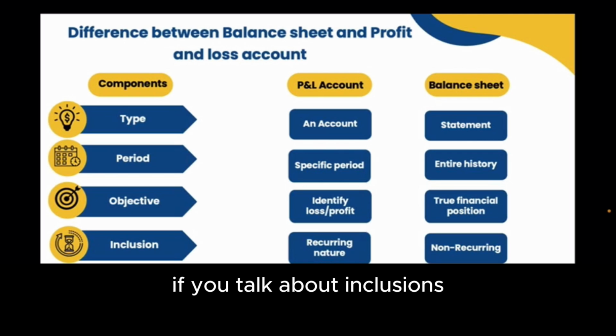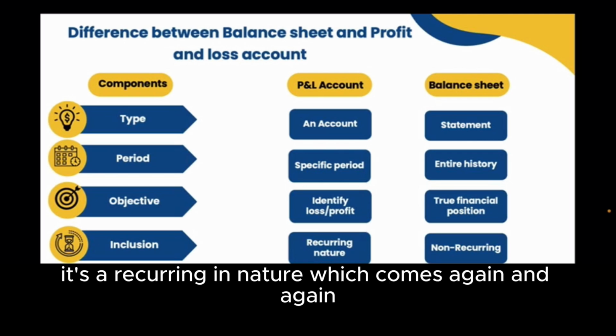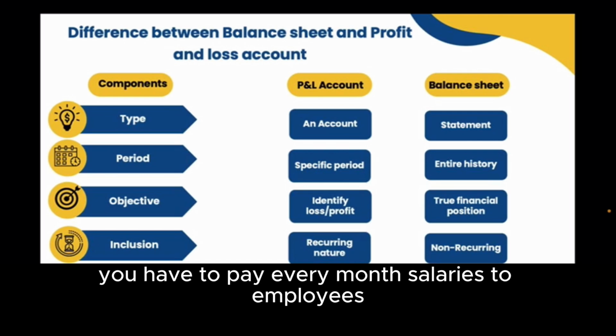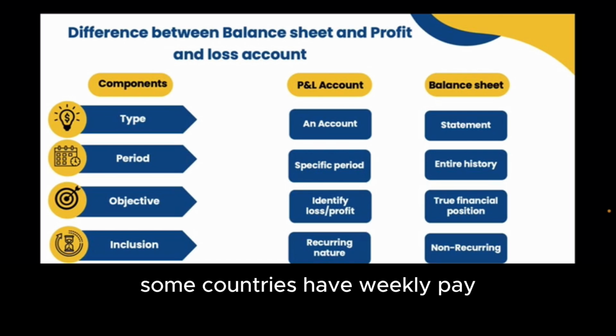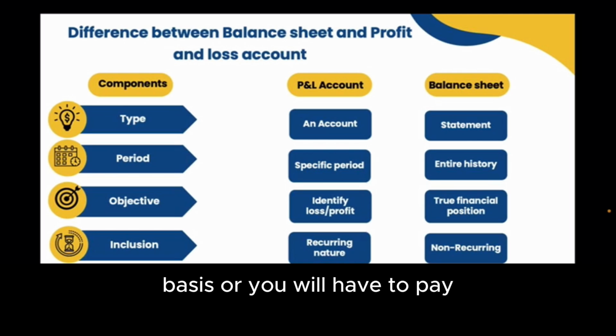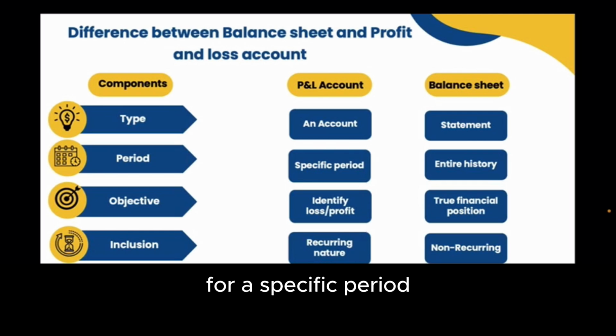If you talk about inclusions, the profit and loss account includes basically the expenses which are recurring in nature, which come again and again. For example, salaries to your employees. You have to pay salaries every month, or some countries have weekly pay, some countries have daily pay. Similarly, you will have to pay rent to your landlord on a monthly basis, or you will have to pay operation charges, marketing subscriptions, IT costs. All these costs are recurring in nature. That is why they come in the profit and loss account for a specific period.